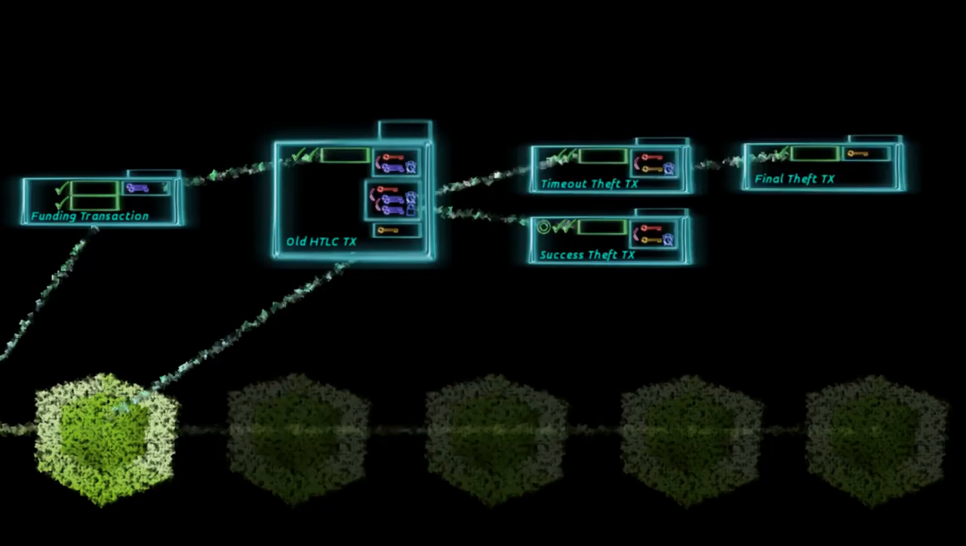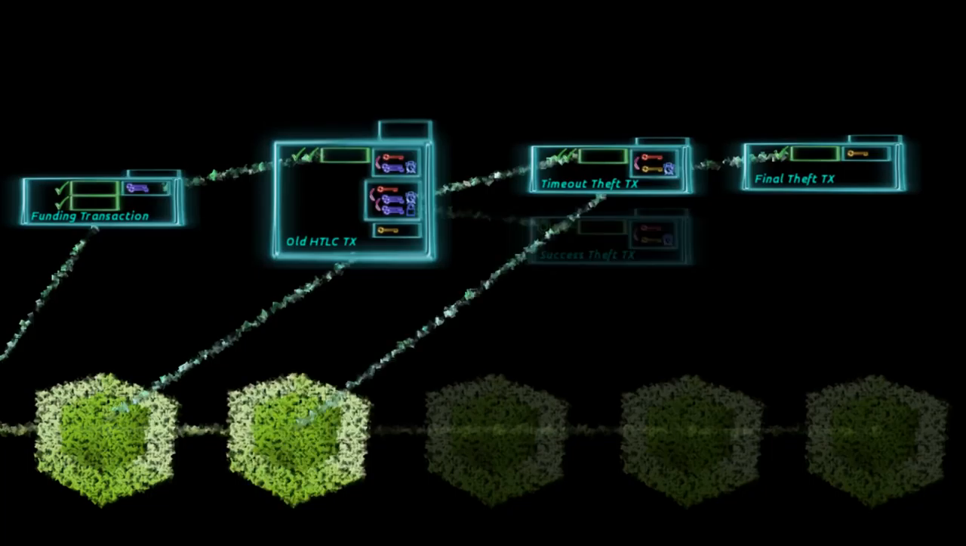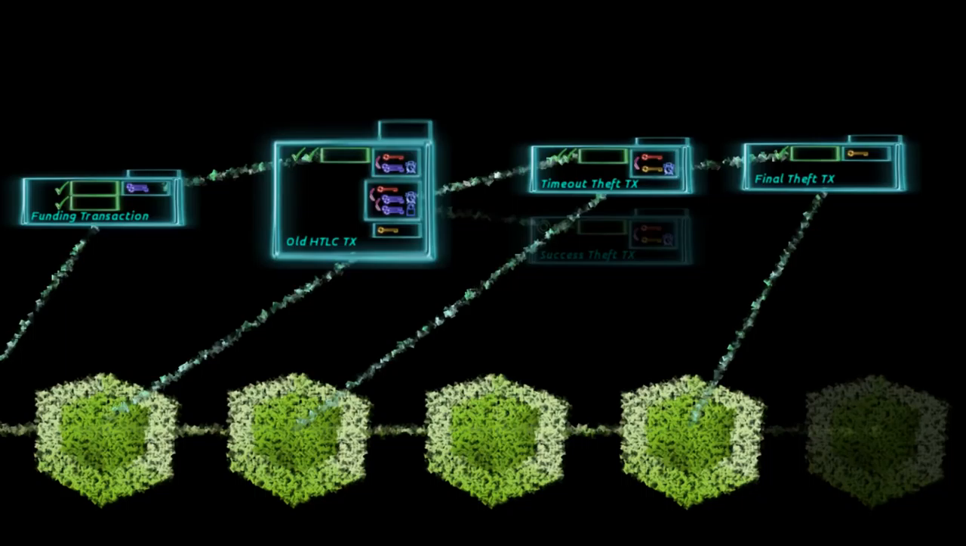And just like with regular bidirectional channels, the only way theft will be successful is if you or no third party, like a watchtower, is monitoring the blockchain.